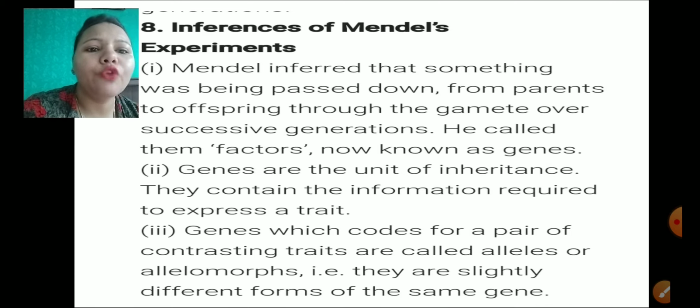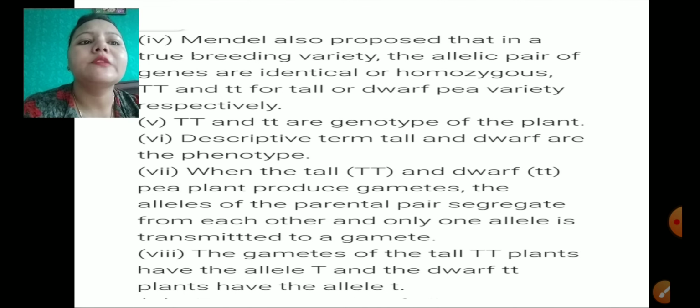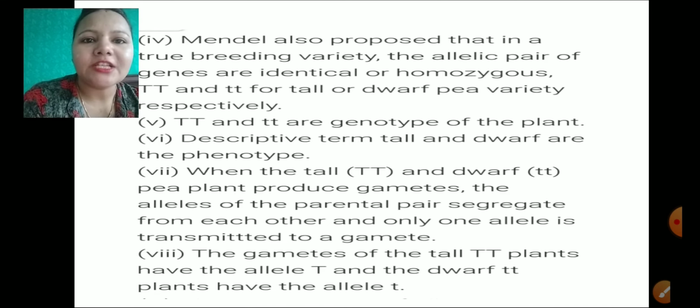Now genes code for particular contrasting traits. What are these? These are alleles. These are slightly different forms of the same gene. Mendel also proposed that in true breeding lines, the allelic pair is identical. If he represents a tall plant with capital T, then that is homozygous. And if we have capital T, small t, then that plant is said to be heterozygous.